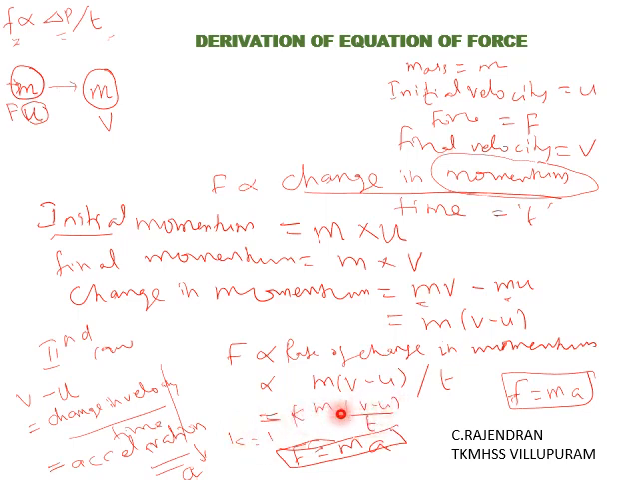So here (v minus u) by t changes like this. v minus u is the change in velocity, and divided by time it is called rate of change of velocity. In 9th standard we have studied that this is nothing but acceleration. So I put F is equal to ma. This is the final equation for force. Remember, F is equal to ma. So this is the equation for force.